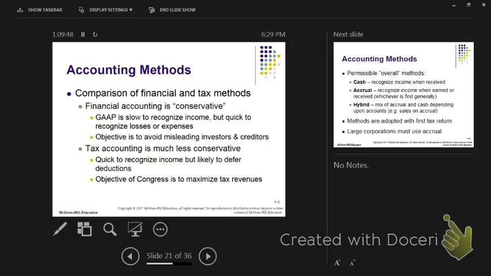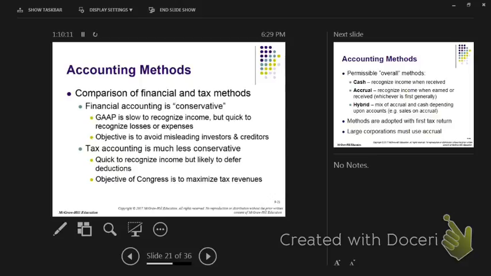A couple things to think about when you're doing financial versus tax. Financial accounting is very conservative. I talk about that in my class. The approach is always to go low, right? To estimate very low income, and then if it's high, everybody loves you. To estimate low profits, right? Everybody loves that. Okay, tax is much less conservative, right?